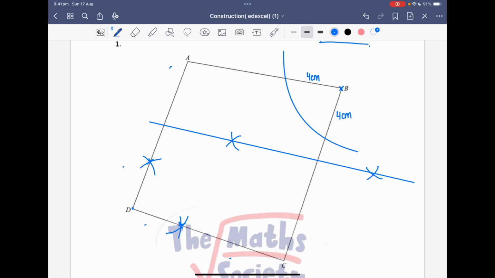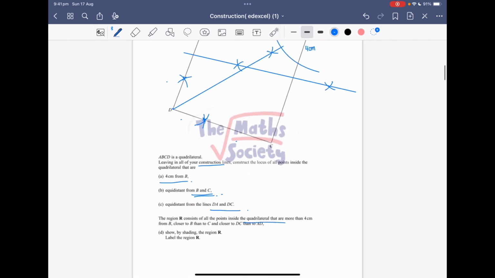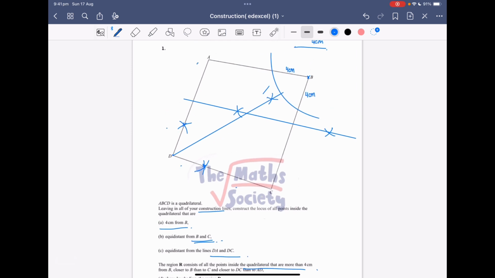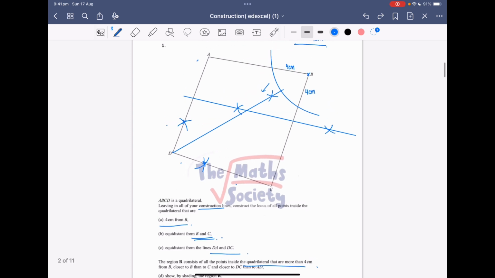So then you've got to go from this way, you'll get one side, and from this way you'll get one side, and that's why you get your perpendicular bisector again. So that's going to be the angle bisector of it. And it says that the region R consists of all the points in the quadrilateral that are more than 4 cm, which basically has to be this way, and it's not this one because it's only 4 centimeters. And for me, closer to B than to C, and then closer to DC than to AD.